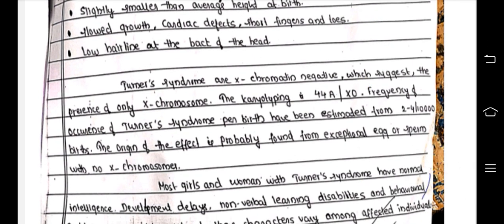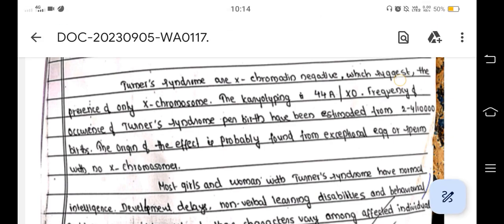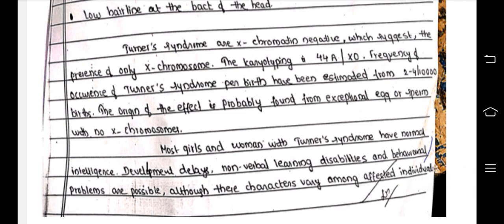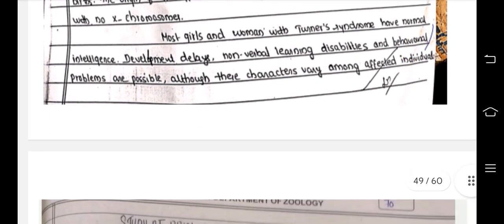Turner syndrome is X chromatin negative, which suggests the presence of only one X chromosome. The karyotype is 44A XO. The frequency of occurrence of Turner syndrome is estimated at about 2 to 4 in 10,000 births. The origin of the defect is probably an exceptional egg or sperm with no X chromosome. Most girls and women with Turner syndrome have normal intelligence, though developmental delays, non-verbal learning disabilities, and behavioral problems are possible, although these obstacles may vary among individuals.